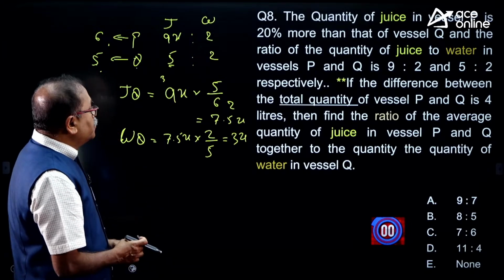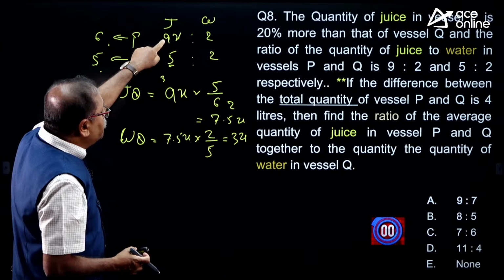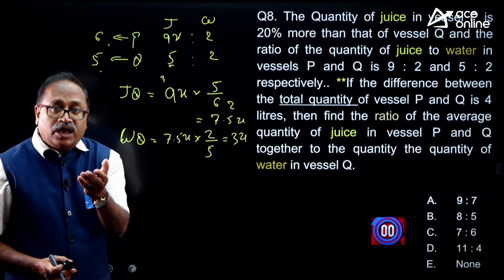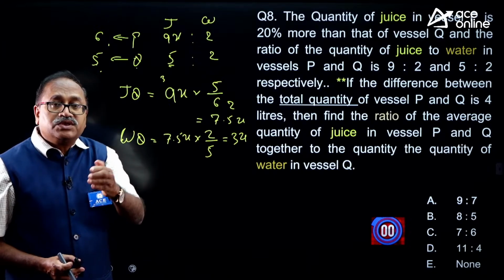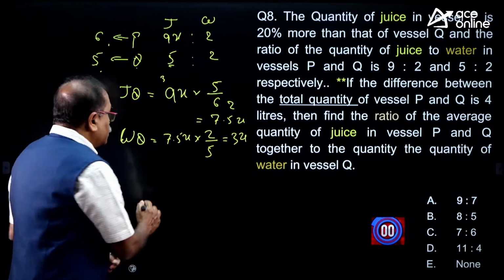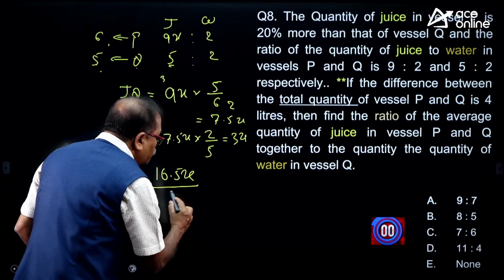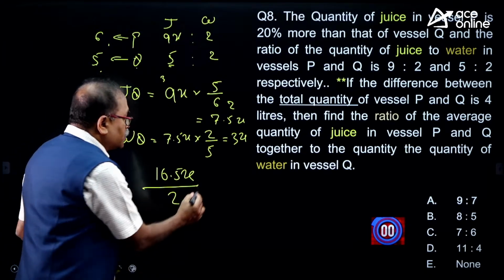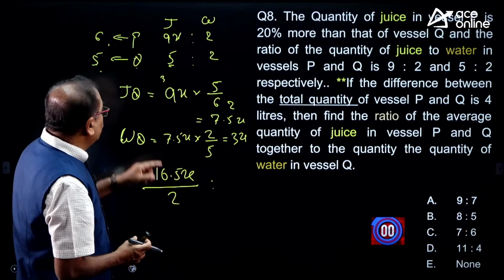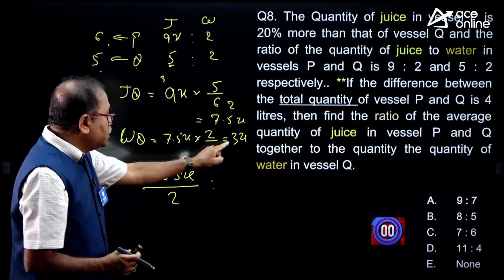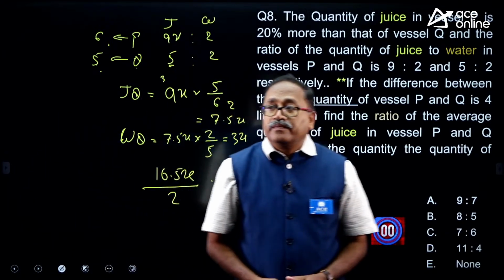Now I need a ratio. What is that ratio? The average of the juice of P and the juice of Q. That means 9 plus 7.5, 16.5x. So I am writing over here 16.5x by 2, its average 2. The water in Q. What is that water in Q? The water in Q is 3x. So take that 3x. That's all.